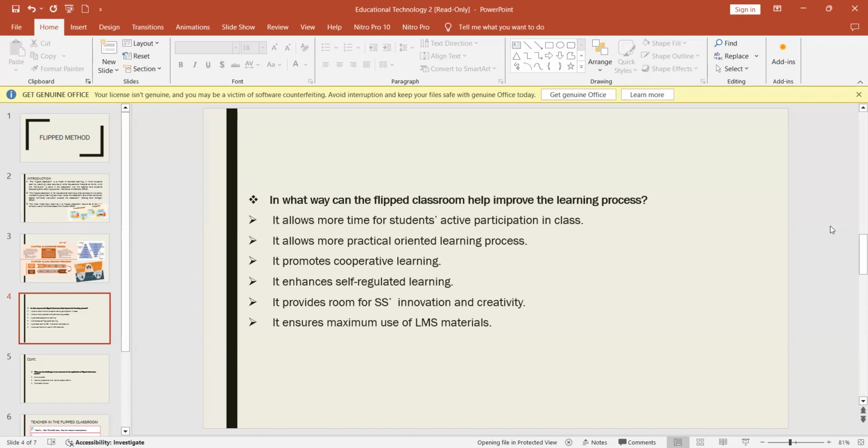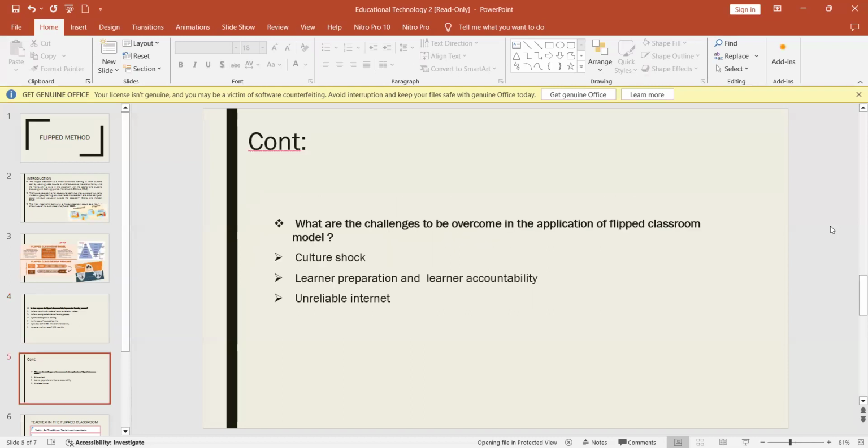And they are very creative. One may design a nice poster. We don't know. And they will come and talk about it. So they will develop their communication skills, verbal and non-verbal. So it leads to creativity, no? And then it ensures maximum use of LMS materials, if not technology, you can say. Technology, okay? Right. What are the challenges to be overcome in the application of the flipped classroom model?